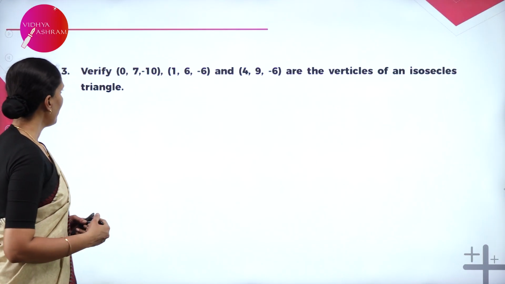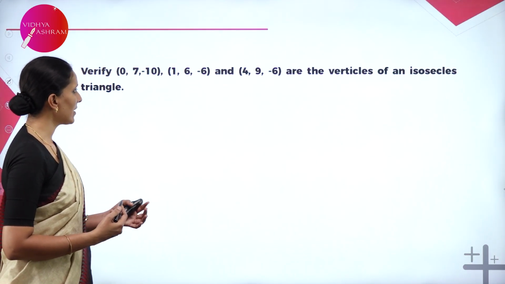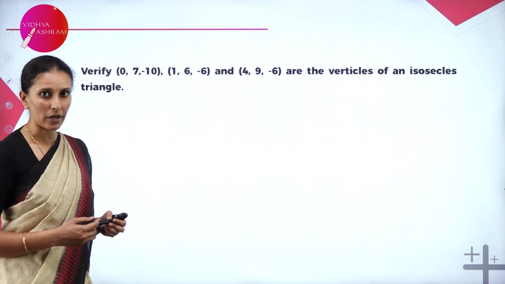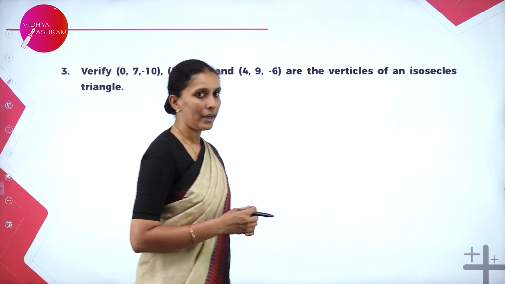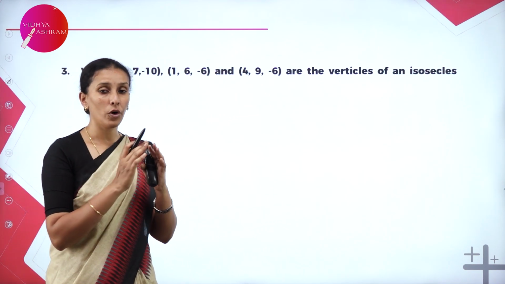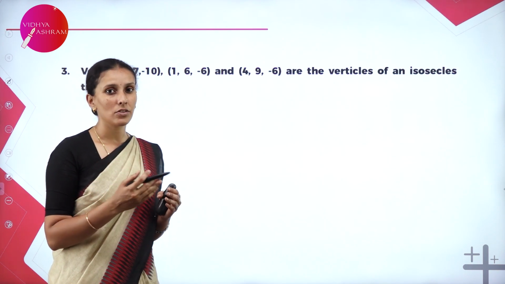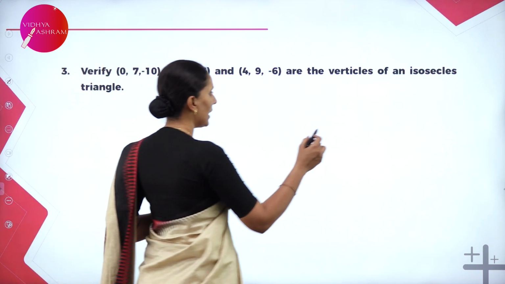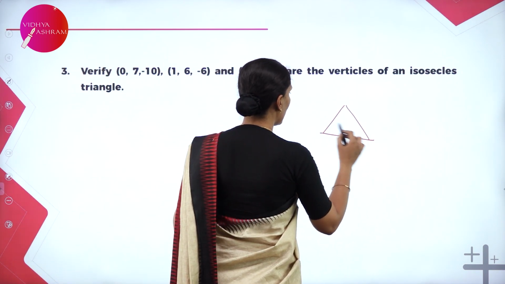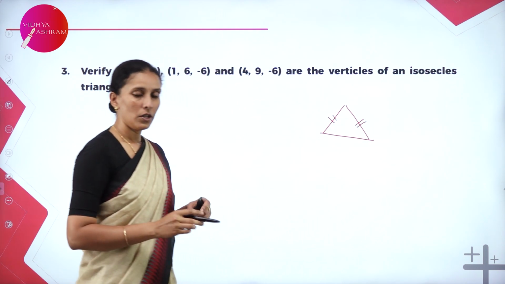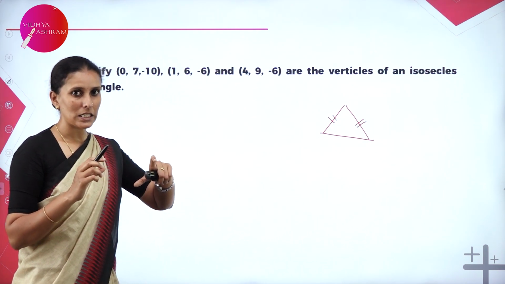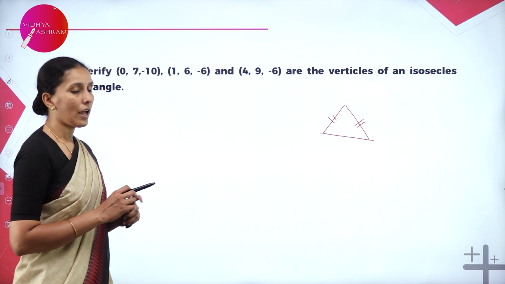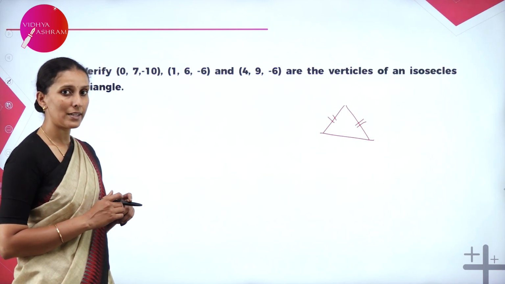Next we have: verify that 0, 7, minus 10; 1, 6, minus 6; 4, 9, 6, minus 6 are the vertices of an isosceles triangle. So before showing the required result, first we need to recall what we mean by an isosceles triangle. So an isosceles triangle means the triangle whose 2 sides are equal. So when we are calculating the sides, obviously we need to use the distance formula here. So when we get 2 distances equal, which represent the sides of the triangle, then we can prove that these are the vertices of an isosceles triangle.